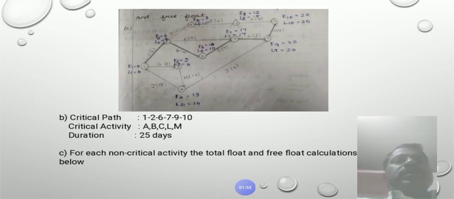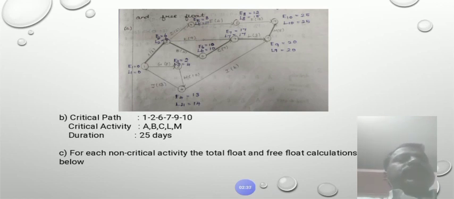We can find the critical path. First, we find the earliest time and latest time. First, the earliest time. For the first node, the earliest time E1 is 0. Then, for 1 to 2, the duration is 6. Therefore, the earliest time value is E1, 0, plus the duration of activity 1 to 2, which is 6. Therefore, 0 plus 6 is 6, and so on.